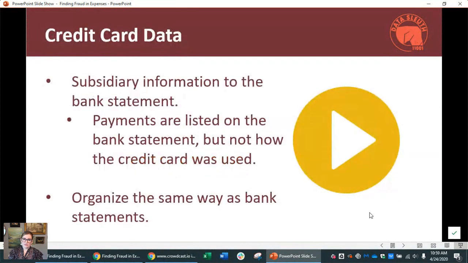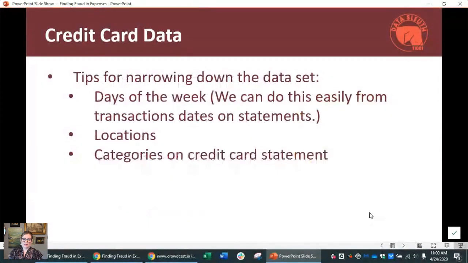So in credit card data, we're going to do the same exact thing. We're going to organize it the same exact way as the bank statement. We're going to create a schedule. We're going to look for payments. The only other things that I'm going to say on credit cards is that you can use the day of the week function, because credit card statements have the transaction dates. So in our credit card account schedule, which looks just like that bank account schedule, we go ahead and include that day of the week formula so that it populates.